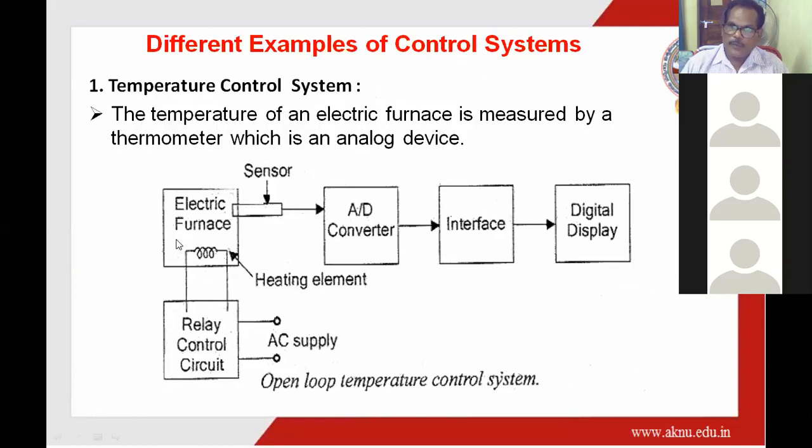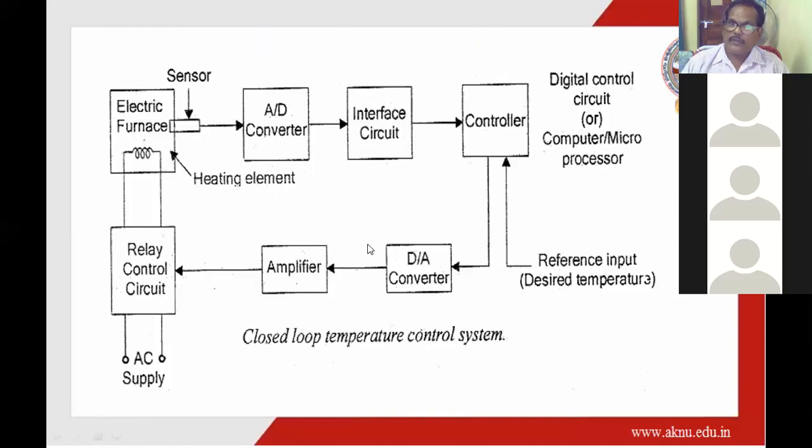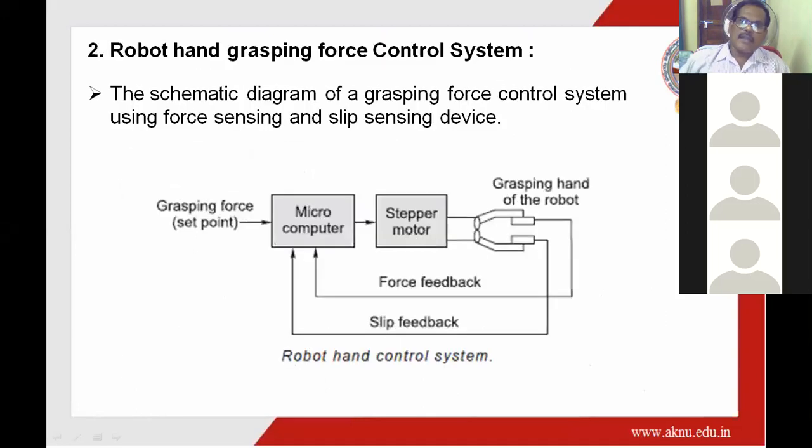So the above is the open loop system. Here there is no control. The output doesn't affect the input, or doesn't affect the controlling action. So here the output always depends upon the control action. Okay, now this is one example. Now we have another example.